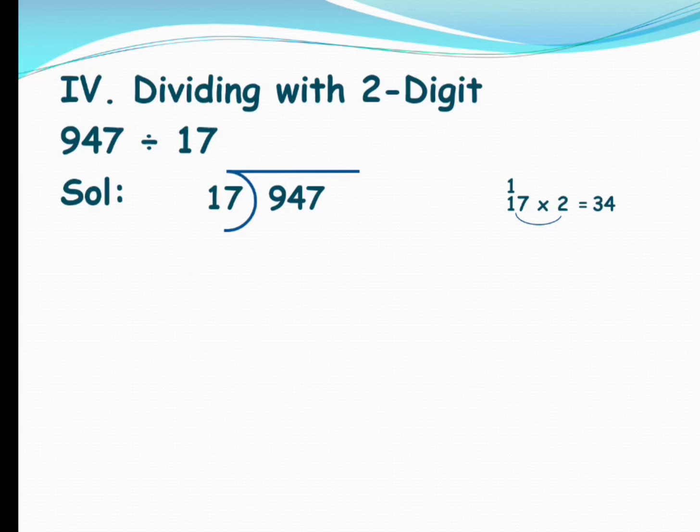Okay, so let's start. 17 twos are 34, you already got. Now let's do 17 threes. So 3 into 7, 3 sevens are 21 you will get.